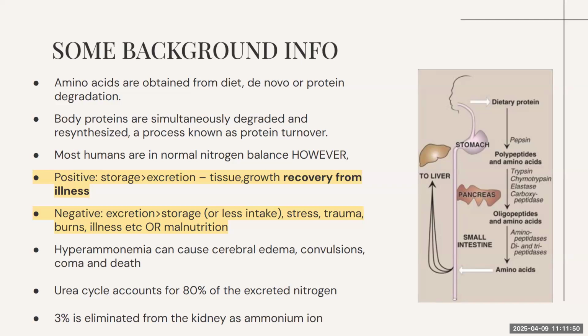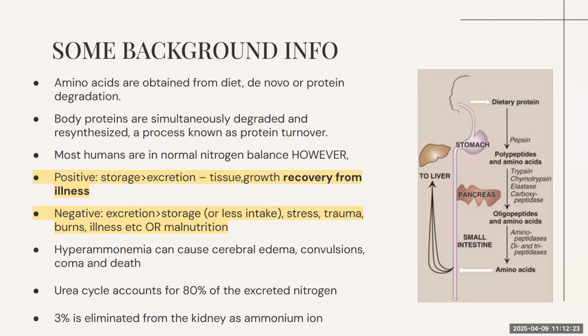In a healthy adult, everyone is in normal nitrogen balance. However, there are cases where there is positive nitrogen balance or negative nitrogen balance. Positive nitrogen balance means that there is more storage than there is excretion. This happens due to tissue growth or recovery from illness. Tissue growth basically means like a child that's growing up or in pregnancy.